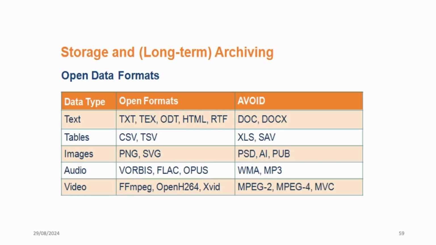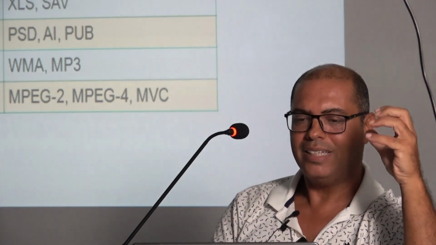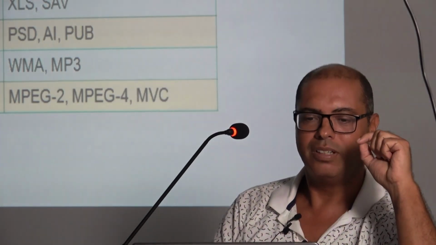For the open data format, there are different types of data. If we have text, tables, but also image, audio, and video, there are open formats that are recommended, but there are also other formats that we try to avoid. For example, for text, there are open formats like TXT, but we try to avoid, for example, the DOC format when we store open data. For tables, there is the Excel sheet, but there are also other formats that we prefer for open format, among them CSV.